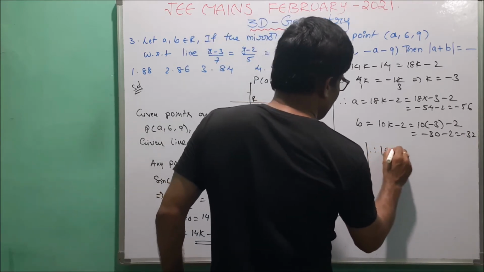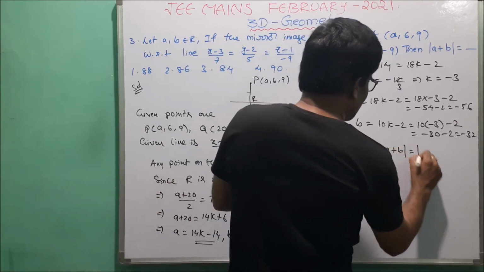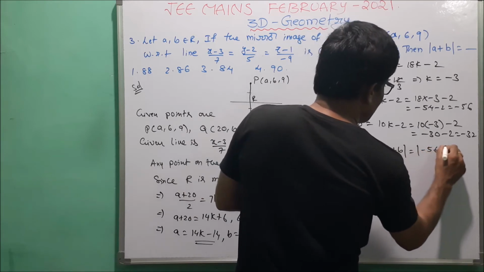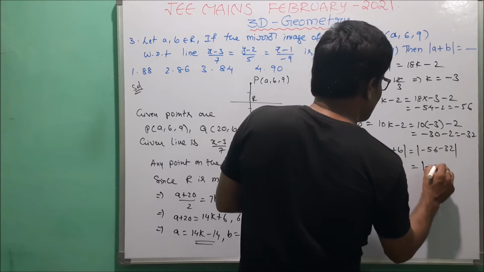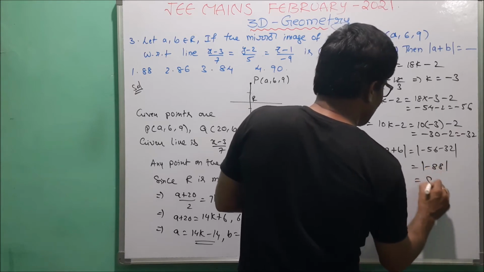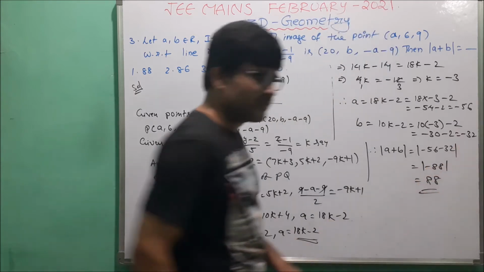Now here mod of a plus b. Then we take mod of minus 56 minus 32, so mod of minus 88. So that is plus 88. So this is the solution.